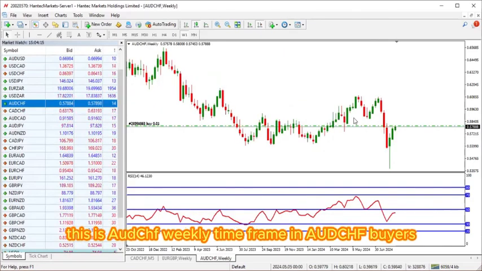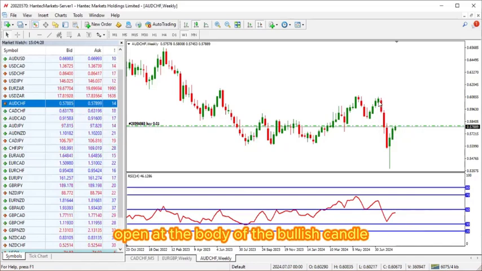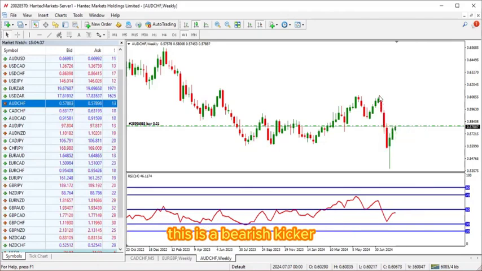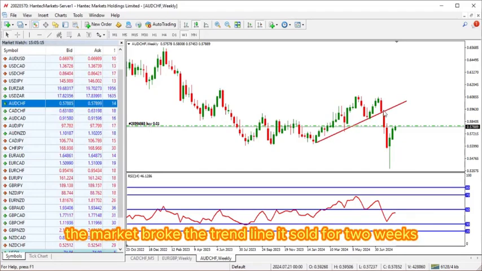This is another example. This is AUD CHF weekly time frame. In AUD CHF, buyers were in control of the market. Getting to this point, a bearish candle opened at the body of the bullish candle and closed below the open of the bullish candle. This is a bearish kicker. So when we see this, what do we do? We pick a trend line and we connect from here to here. The next week, the market broke the trend line. It sold for 2 weeks.